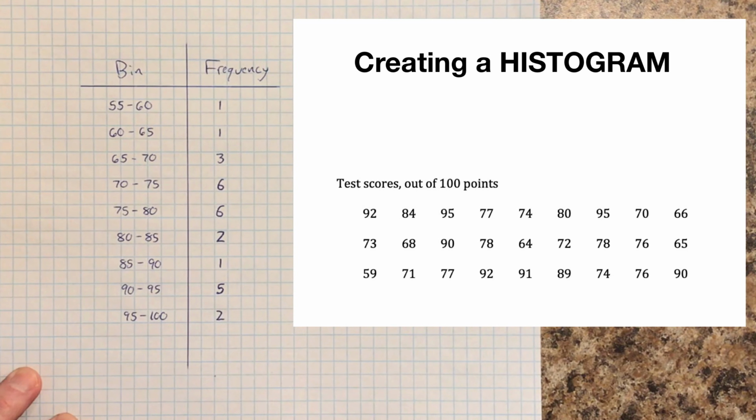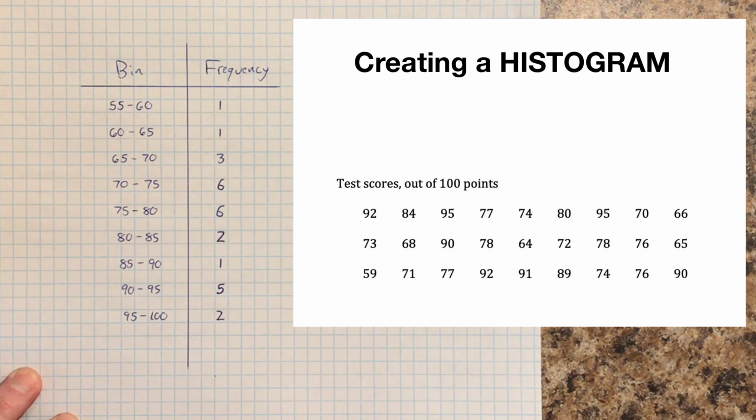Let's talk about making a histogram. This set of data shows test scores on a 100-point test. There's 27 pieces of data. The smallest, or minimum, is 59, and the largest, or maximum, is 95.